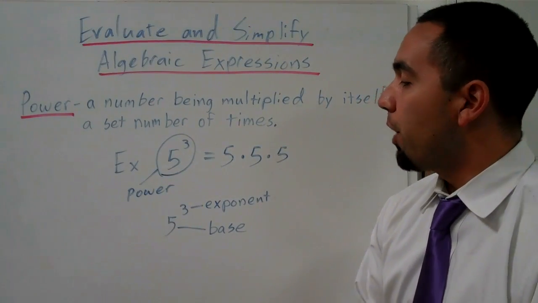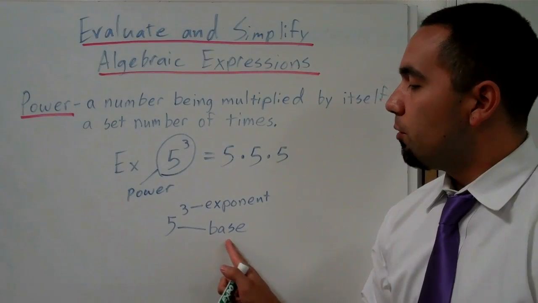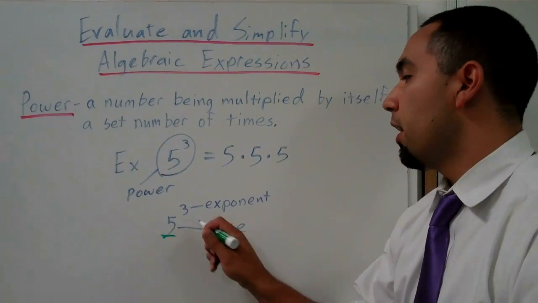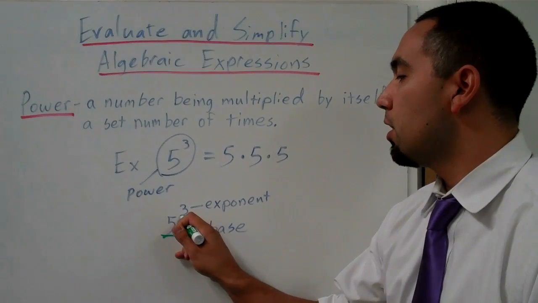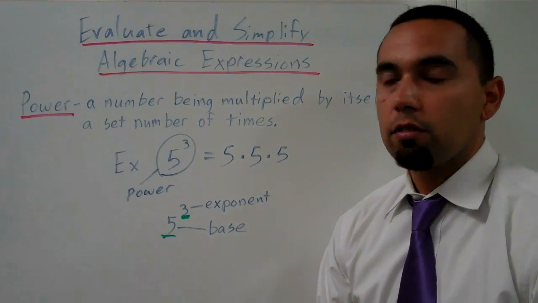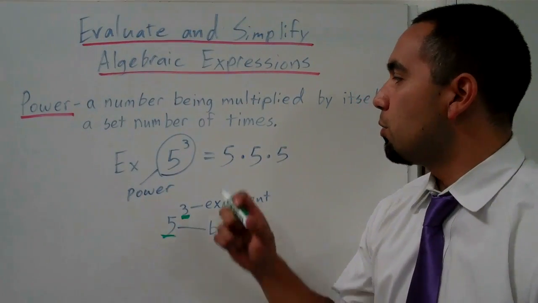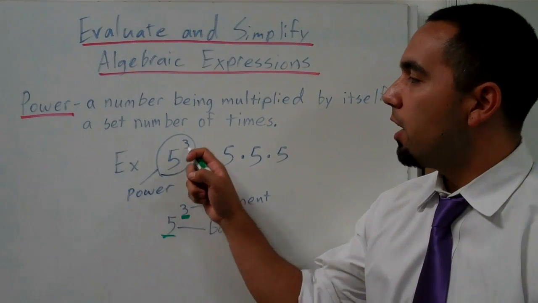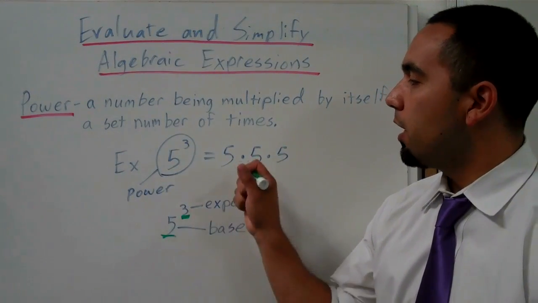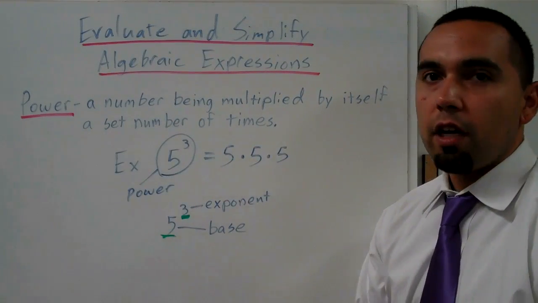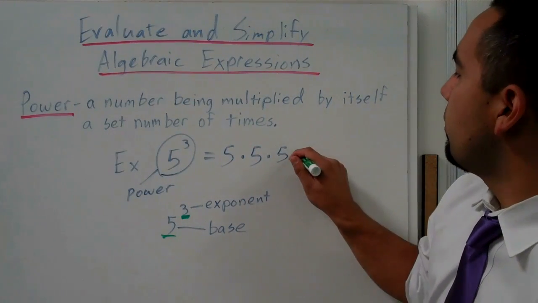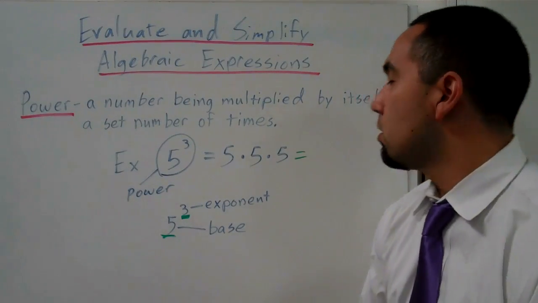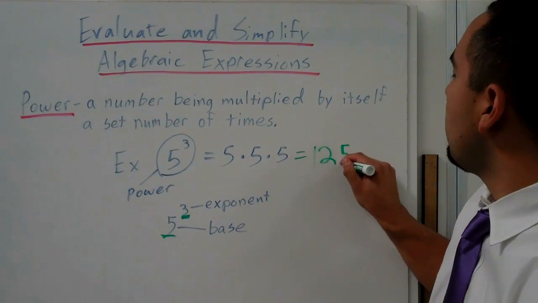We can break it up into two pieces. If we think of the large number, the big number is our base, and the small number is our exponent. All we do is multiply it out the number of times that the exponent is. So we have 5 to the third, so we have 3 5s. All we have to do is multiply it out. 5 times 5 is 25. 25 times 5 is 125.